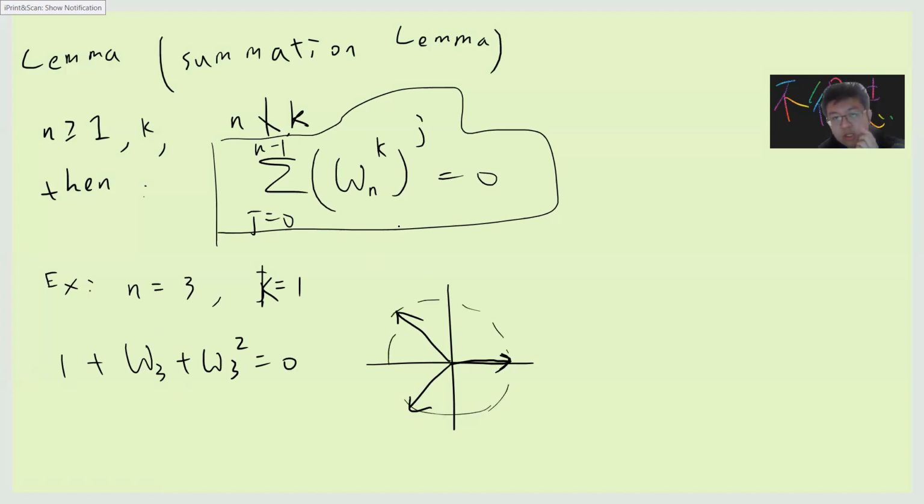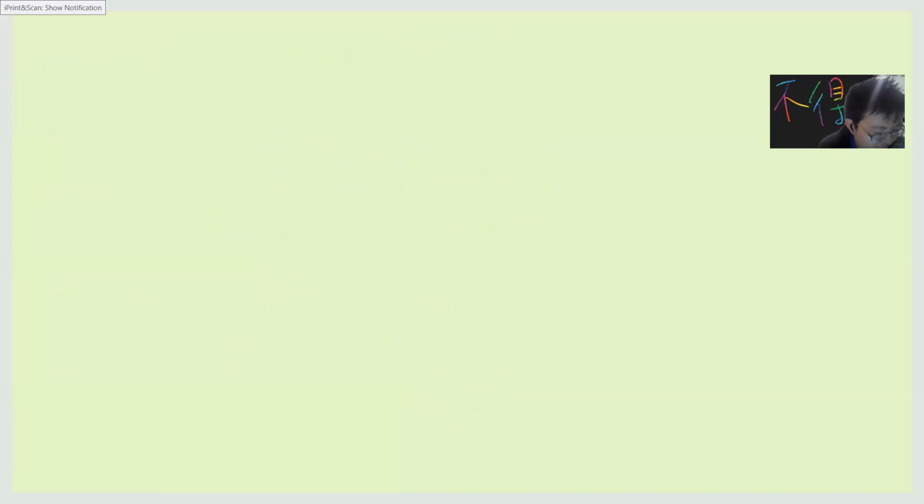Okay, so this is basically a symmetric property. You can imagine that if you choose n to be some large number, let's say n equals 8, then you separate it into 8 vectors. Okay, so let's quickly go to the proof.